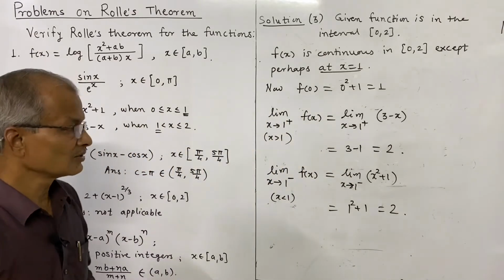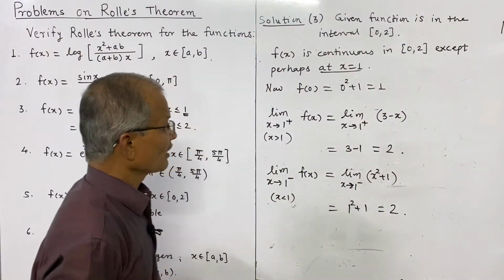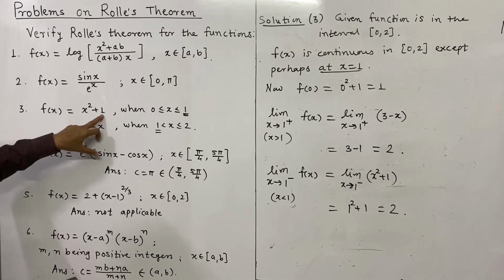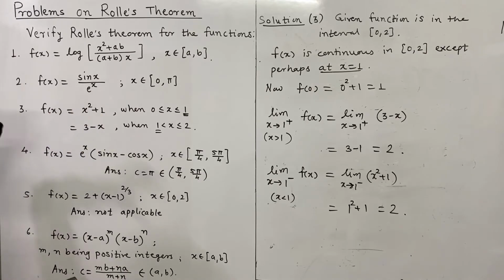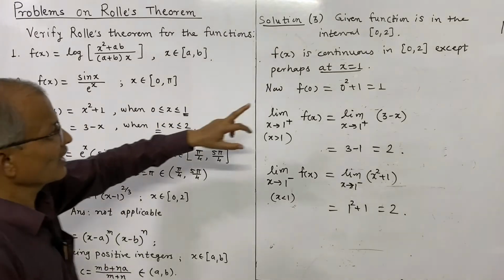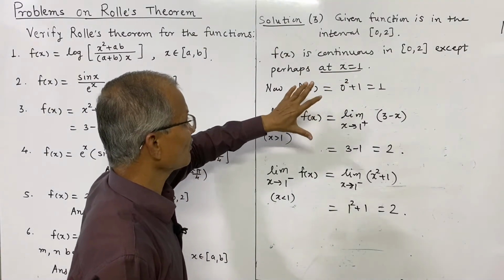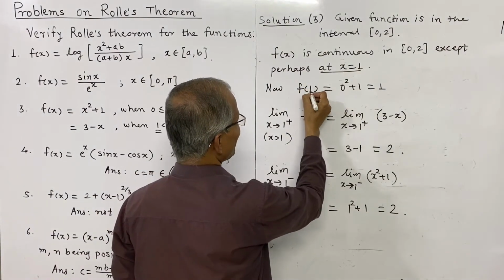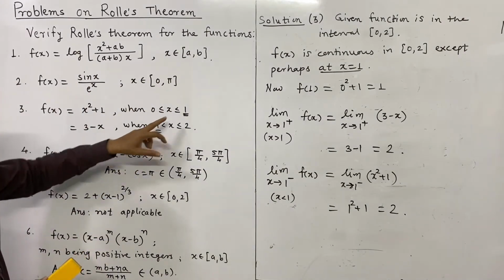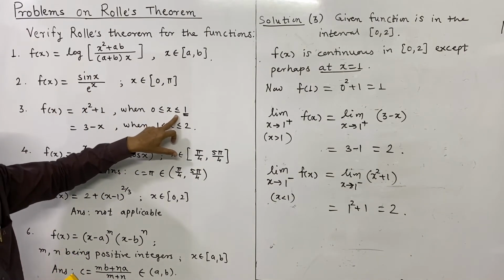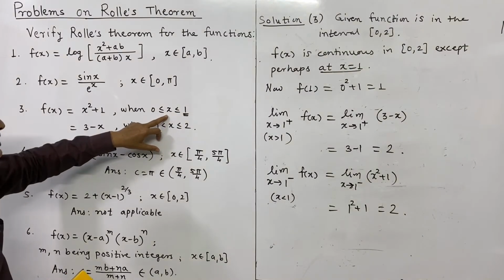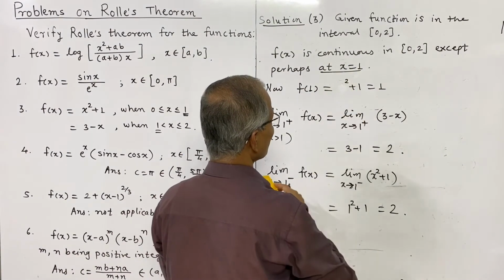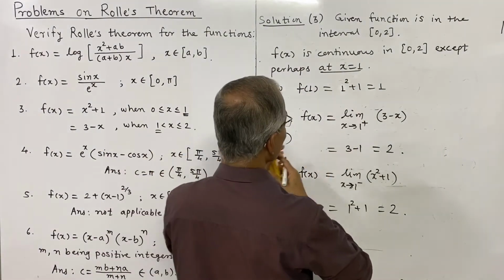Now f of 0, what we have is f of 0 is 0 square plus 1. But the point should be x equal to 1, not f of 0. We have to obtain f of 1. So this is to be corrected. We are checking the continuity at x equal to 1, so this must be f of 1. And x equal to 1 is in this interval, so we have to put x equal to 1. So 1 square plus 1. This must be corrected, and you should note this. 1 square plus 1 is 2.